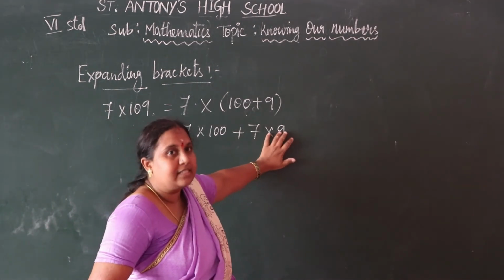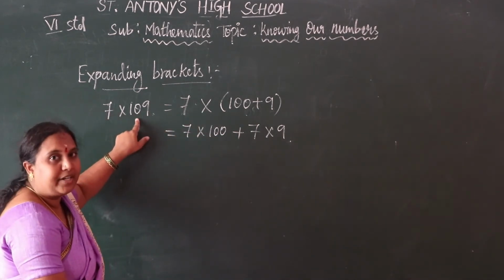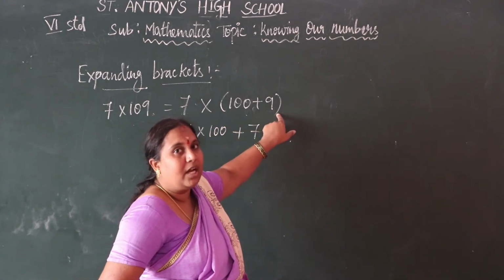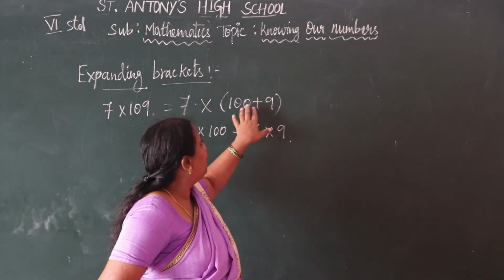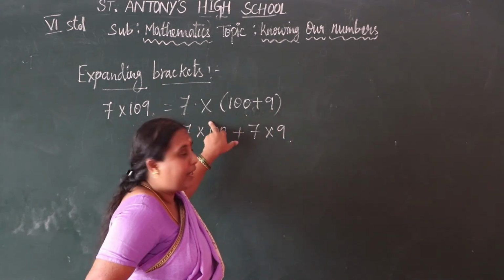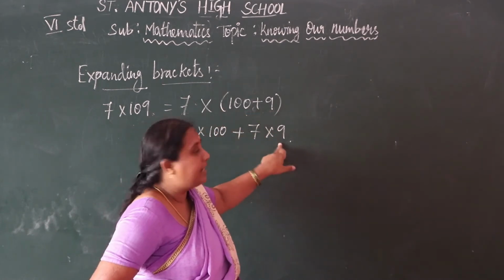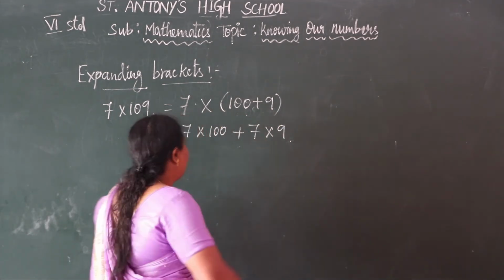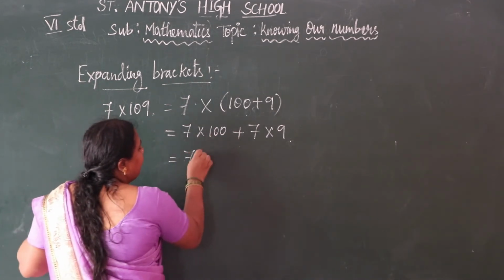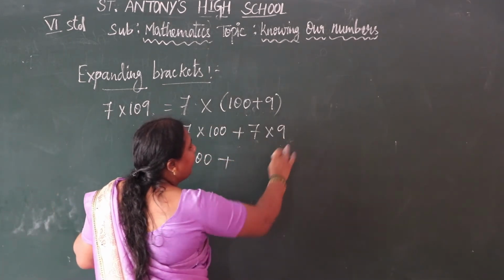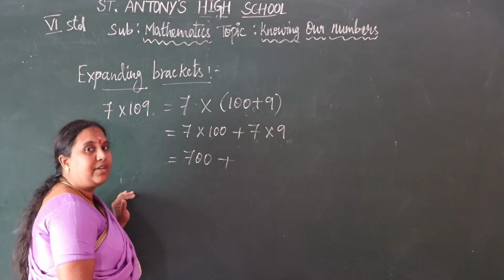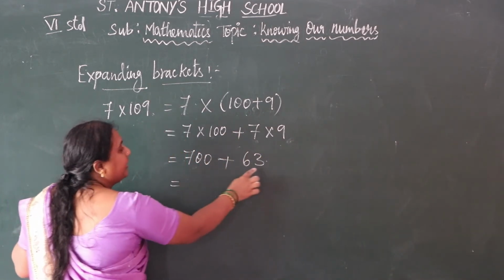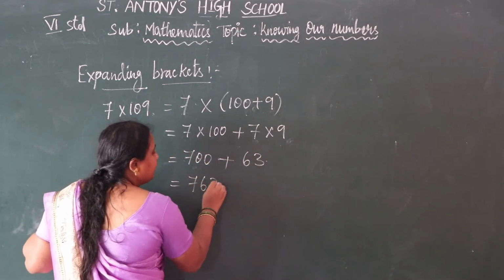See, the number which is given, 109, we can write as 100 plus 9. These two numbers are commonly multiplied by 7, so we are expanding the brackets: 7 into 100 plus 7 into 9. 7 into 100 is 700, plus 7 into 9, 7 nines are 63. So now we are getting 700 plus 63, 763.